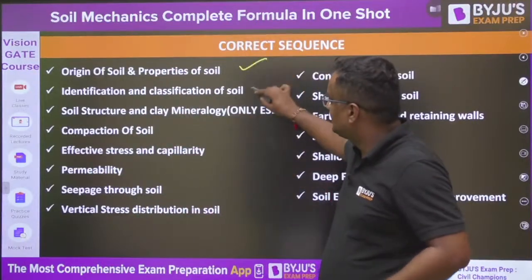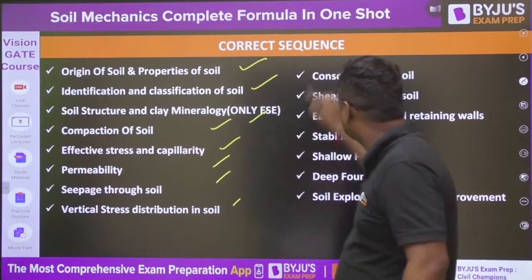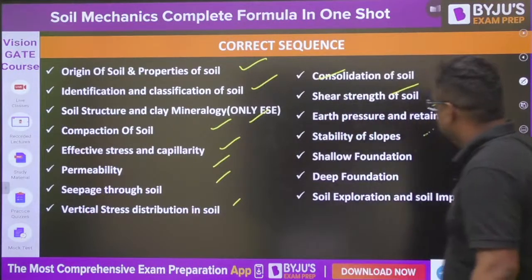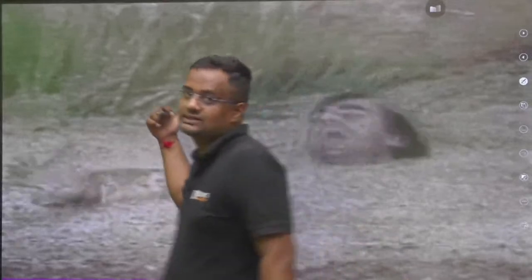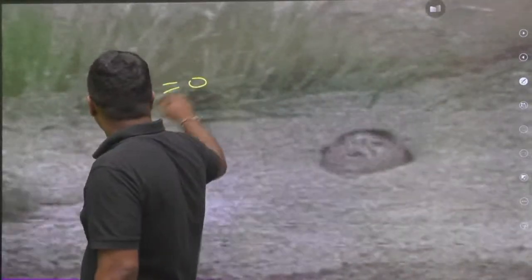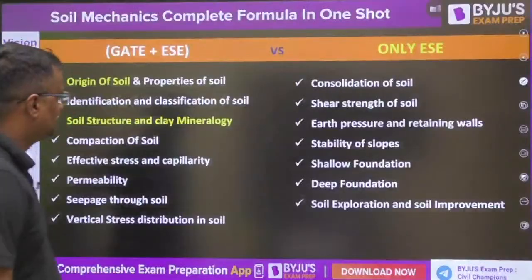Okay, origin of soil, then classification, then soil structure, this is only in ESE, then compaction, effective stress, permeability, seepage, vertical stress, consolidation, shear strength, earth pressure, stability of slope, shallow foundation, deep foundation, and soil exploration. Okay, that is the quicksand condition when net stress is 0. Okay, we'll come there guys.